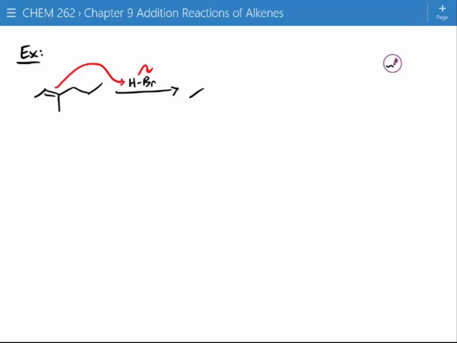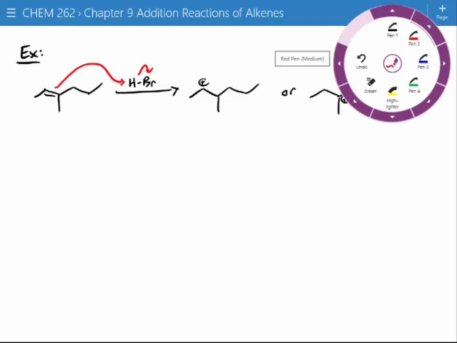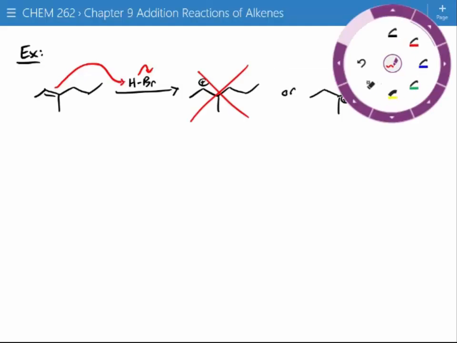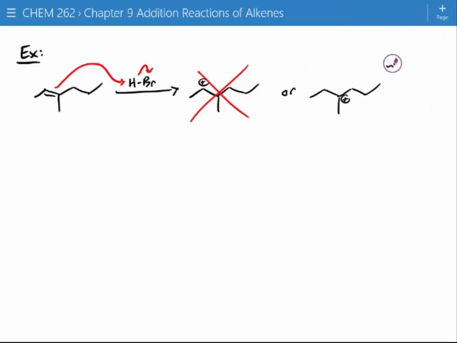Are we going to form the cation there? Oop, let me erase that. Or are we going to form the cation there? Which one's more stable, the one on the left or the right? The right. So if we look at this, we could have the hydrogen add to either side of that double bond. However, our product's going to be a lot more stable if we go to our product on the right. So in this case, we know that this product won't be observed, but we will have the tertiary carbocation, which is much, much more stable.